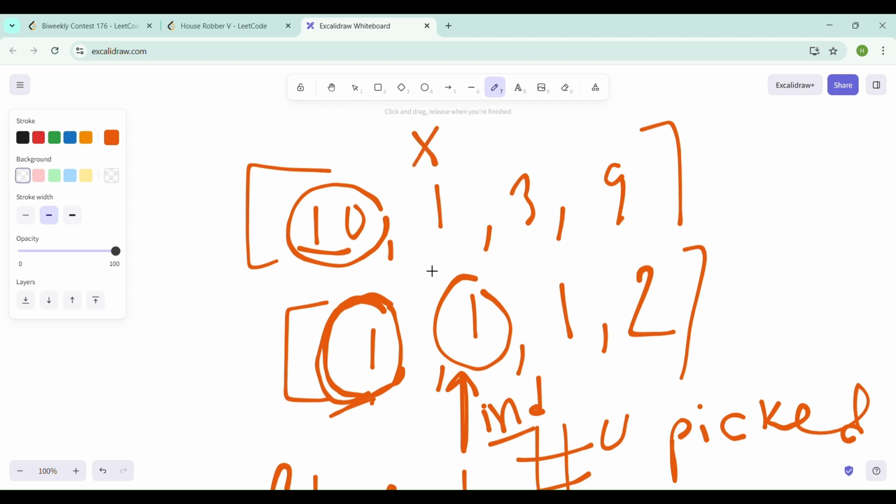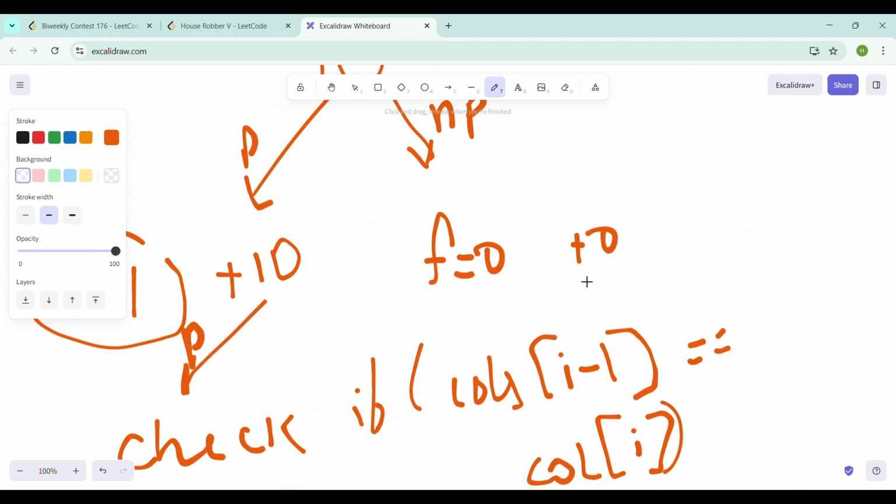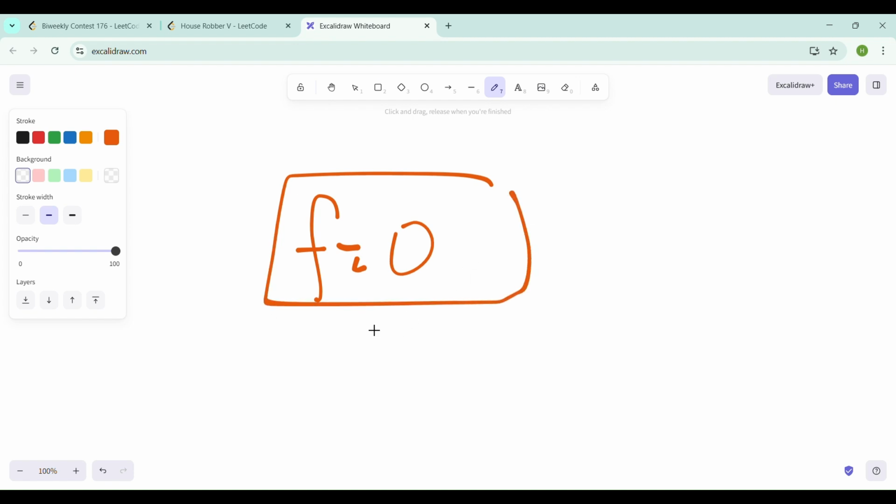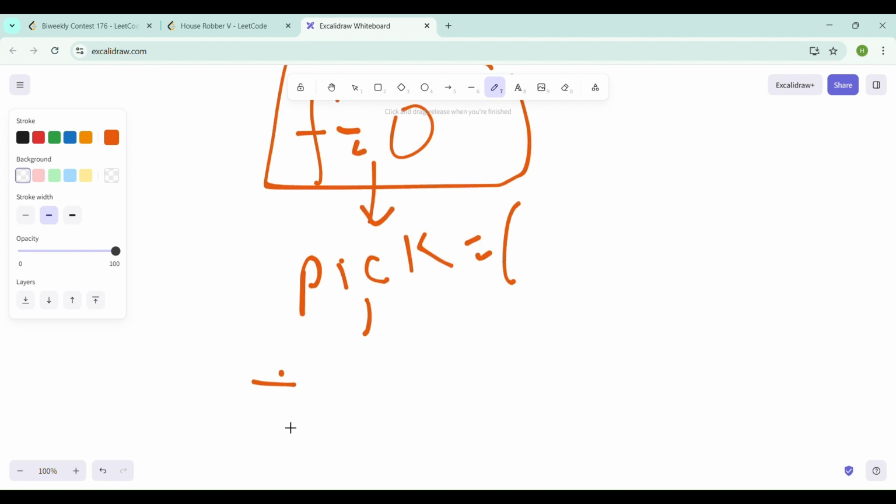And when you skip this element, what happens? Your flag resets to 0. That means now you have not picked this element. This is not adjacent anymore, so your flag will be 0. So whenever my flag is 0, I am free to pick that element. And whenever I pick that element, what happens? I will do nums of index that will be added to my value.